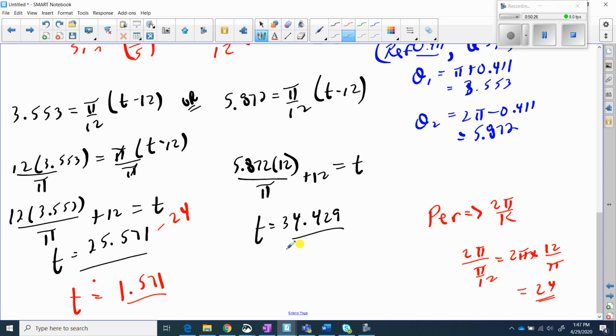You say, well, what about this one? Well, if I took 24 off of this one, again, because the period's 24, I would get an earlier time, which would be 10.429. But this is the earliest one. And again, if I take 24 off of that, I get a negative. Based on the context of this problem, I can't have a negative year in my study.